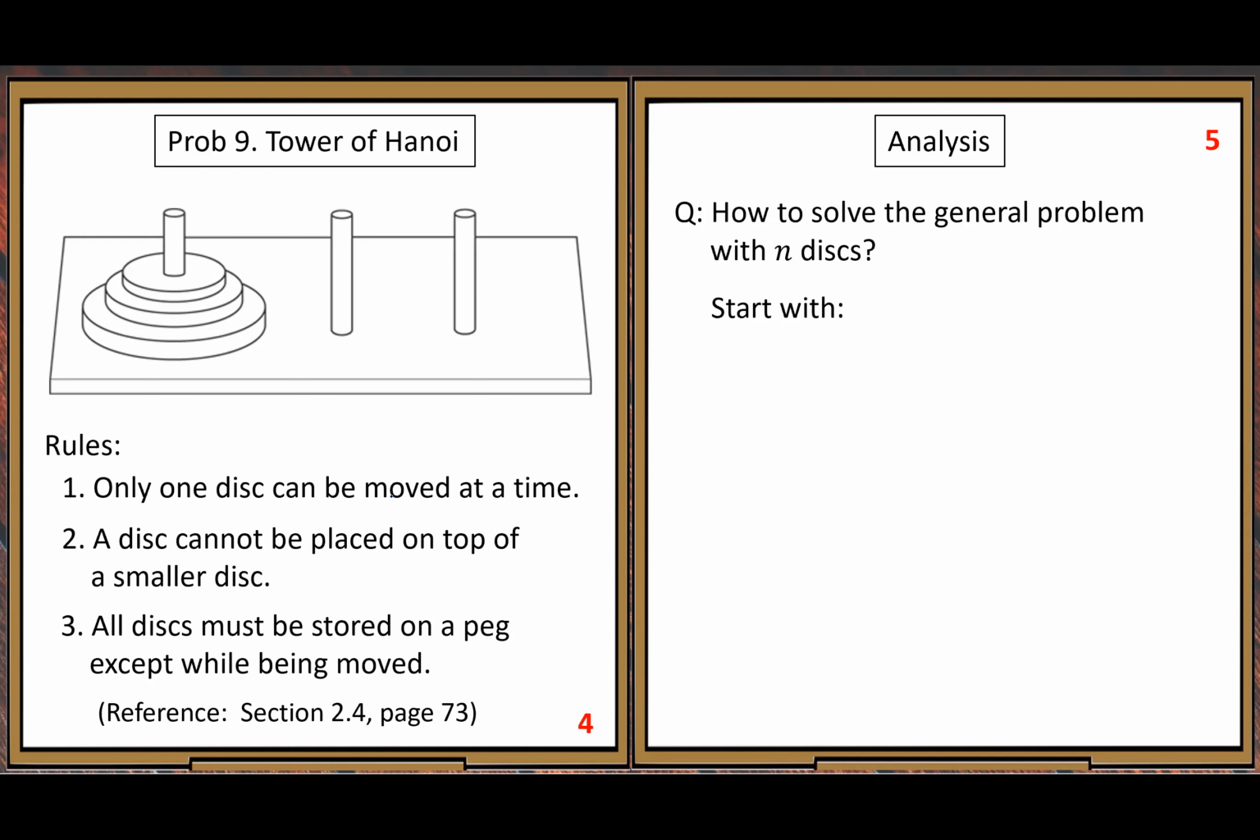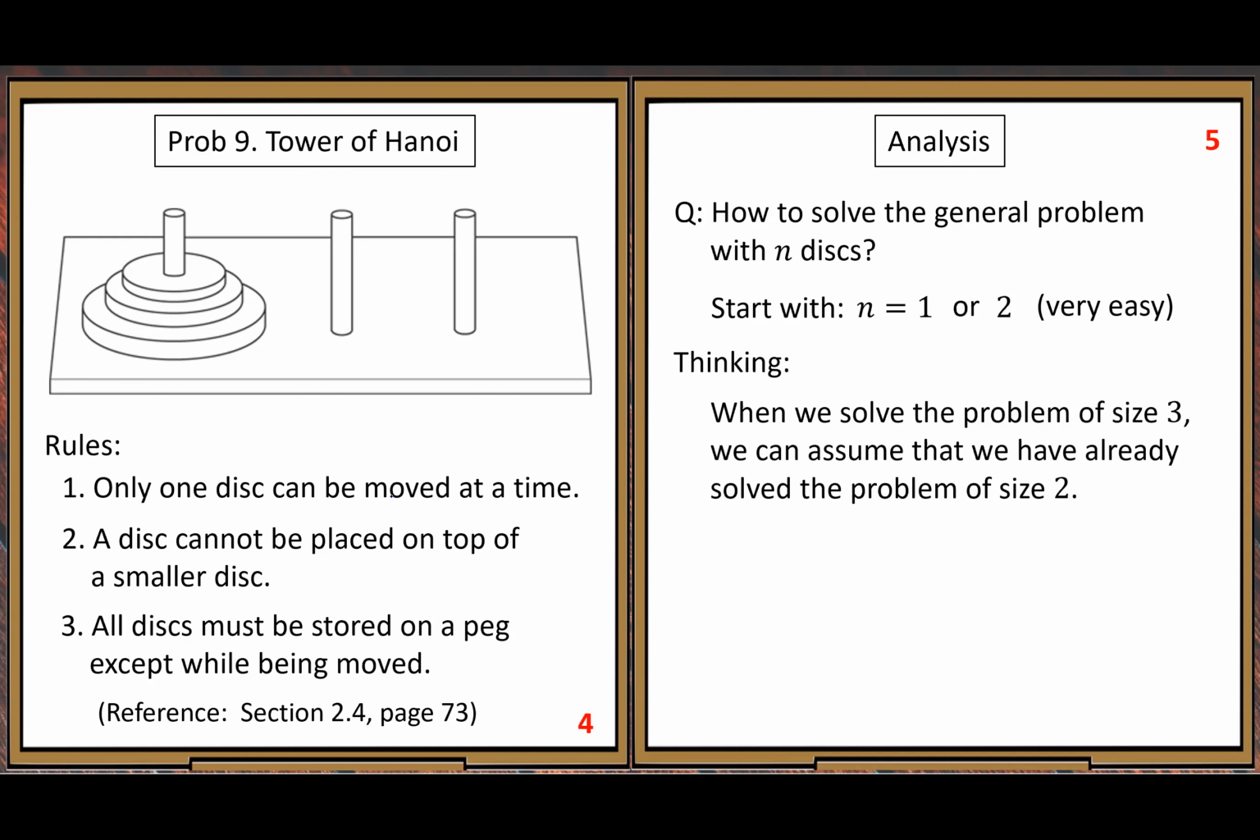So when we start, remember our old strategy: start with some simple cases, smaller problem sizes. How about we consider the n equals 1 or 2 case? N equals 1 is trivial, right? N equals 2 is also very easy, right?